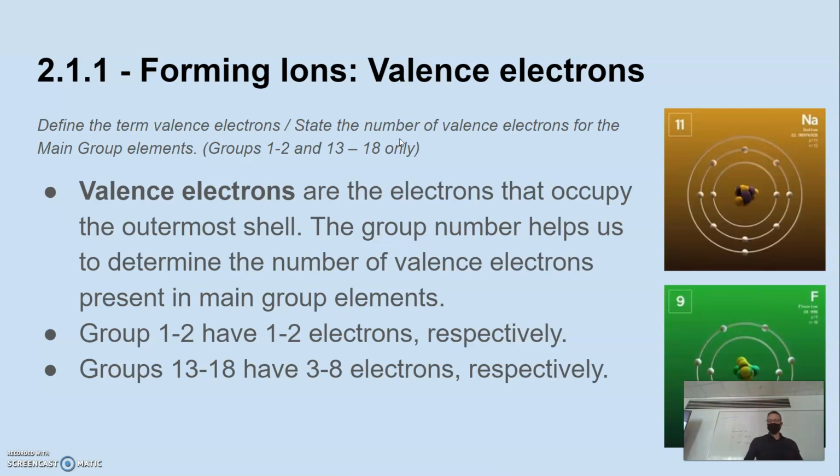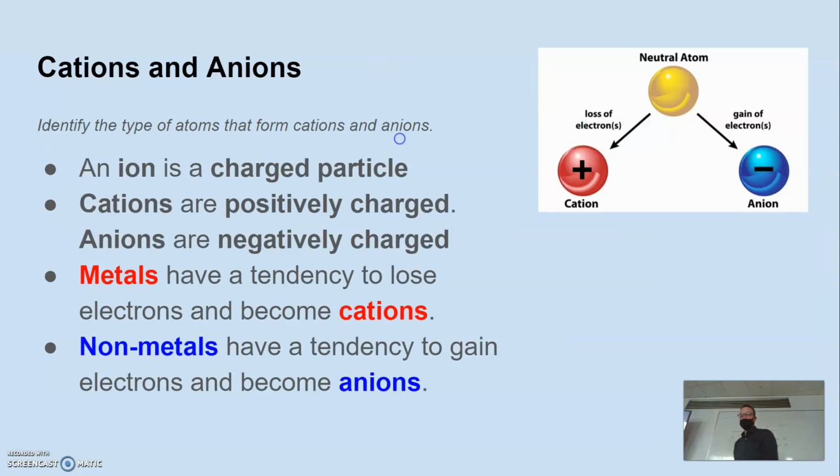Let's go to the first part of this unit. Valence electrons that we've discussed. They're the electrons that occupy the outermost shell. The group number helps to determine the number of valence electrons. So group 1 and 2, 1 and 2 electrons respectively. 13 to 18 have 3 to 8 electrons respectively.